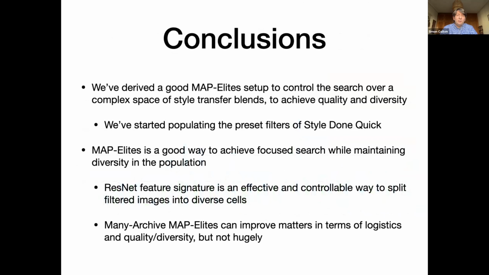Okay, to conclude, we've derived a good Mappily setup to control the search over a complex space of style transfer blends, and that does achieve quality and diversity. And that's enabled me to start populating these preset filters for Style Done Quick. We innovated a little bit with Mappily by choosing image signatures to put them into the cells, and the many archive Mappily can actually improve matters in terms of logistics and the quality and diversity, but not hugely.